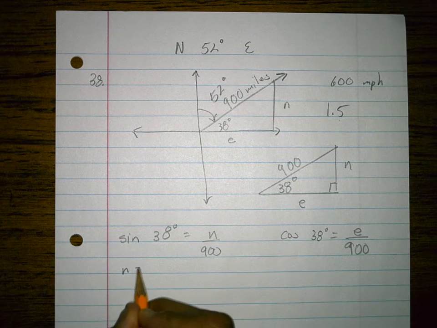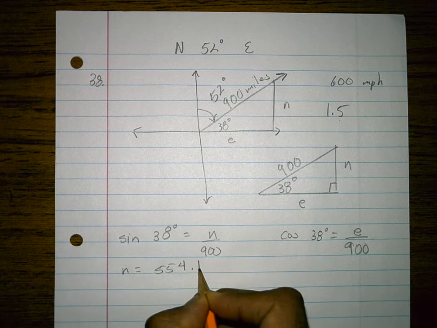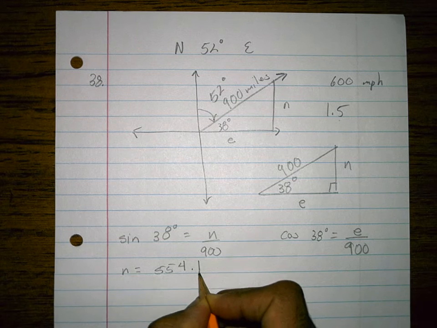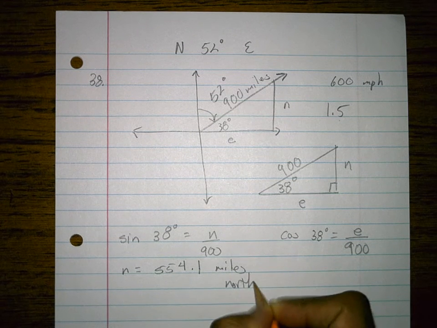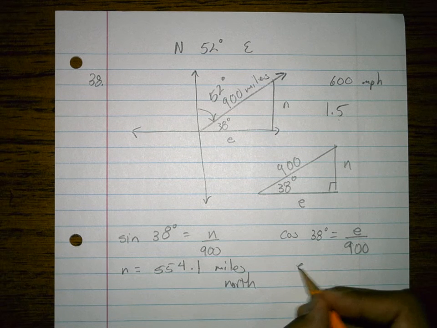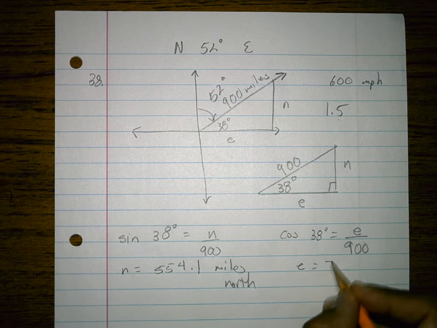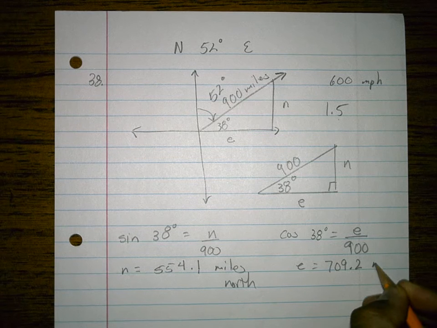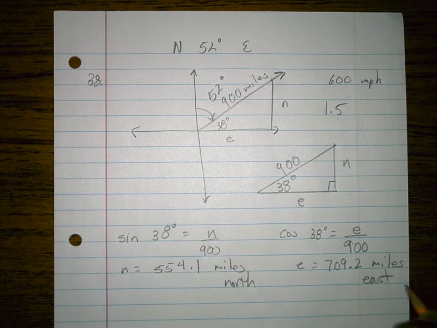out to equaling about 554.1 miles north, and the cosine one that gives us the east value is about 709.2 miles east.